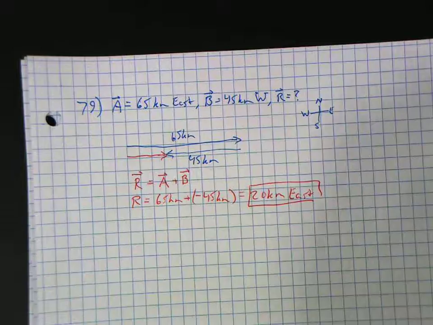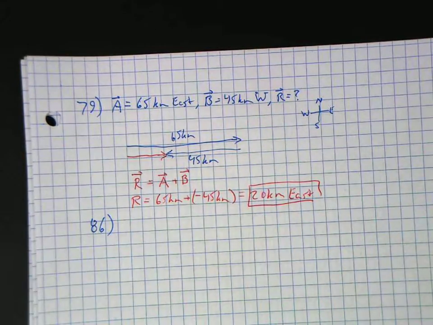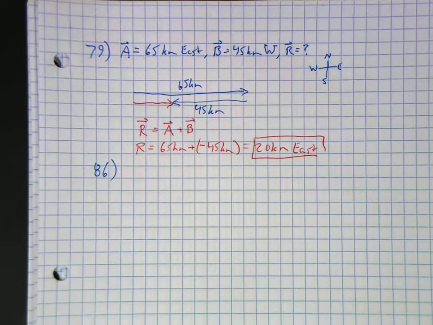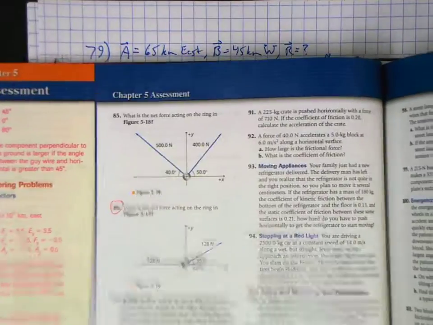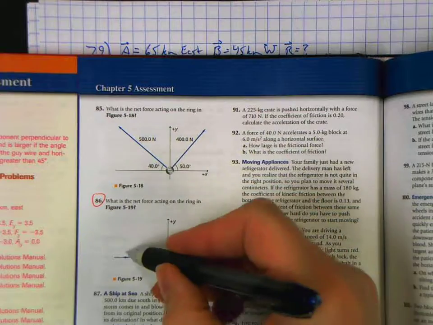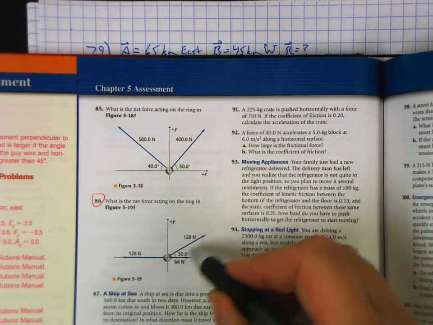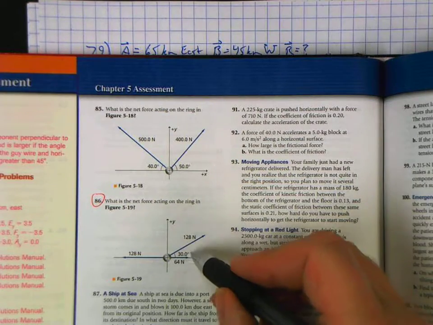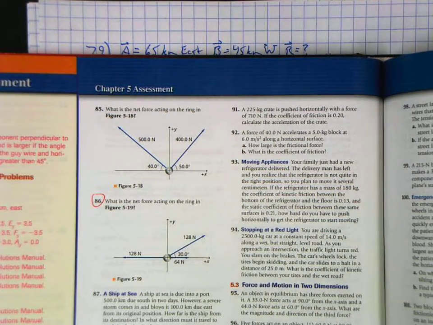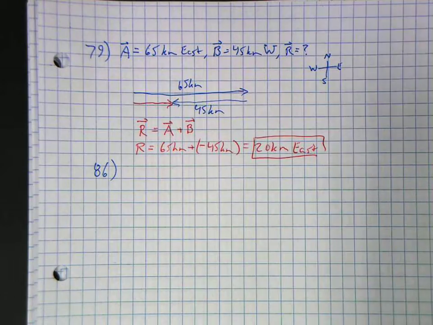Okay. Now for number 86, this one will be a little tougher. Back to values that are similar to what we had before. Just to get a quick snapshot of it, we have 128 newtons going to the left, we have 64 newtons going to the right, and we have 128 newtons going at 30 degrees above the positive x-axis. Okay, so those are going to be our three variables.